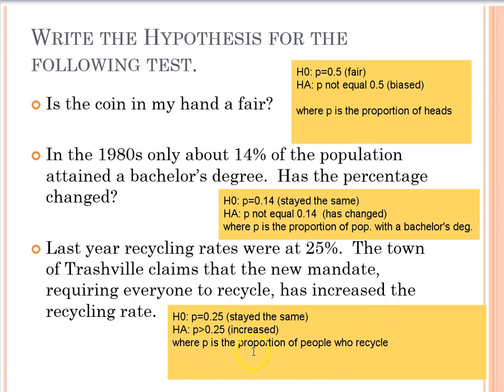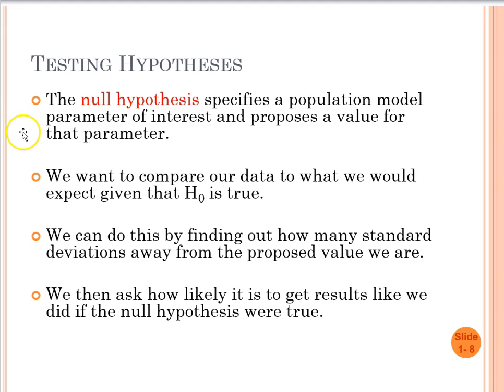The proportion here is just then the proportion of people who recycle. So that's how you set up a hypothesis. The null hypothesis specifies what you think that true population parameter is, even though you don't know what that true population parameter is, or that it's just too difficult to go out and sample the whole population. What we do instead is we just sample a small portion of the population and compare our data, our sample, to what we think that true population parameter is, that true null hypothesis.